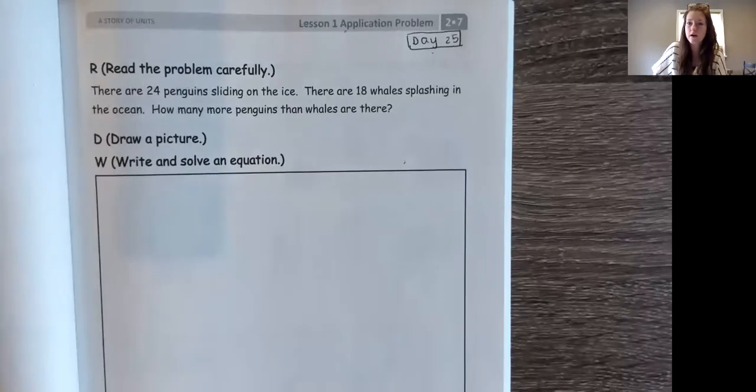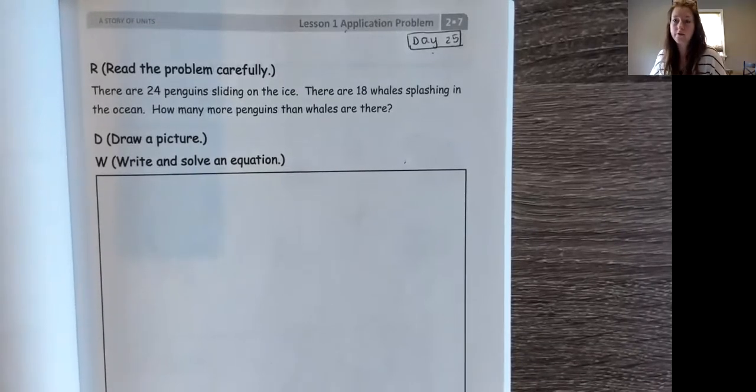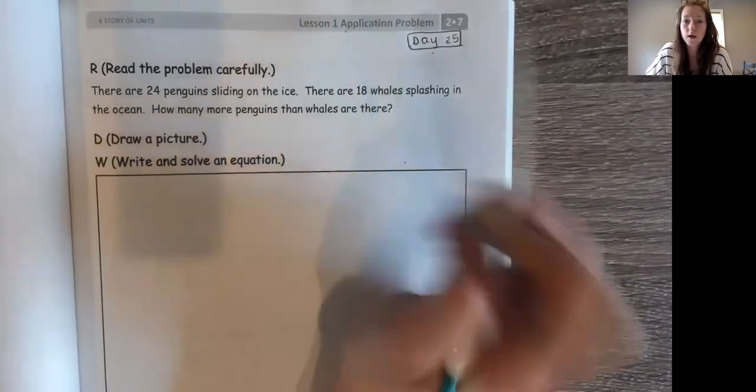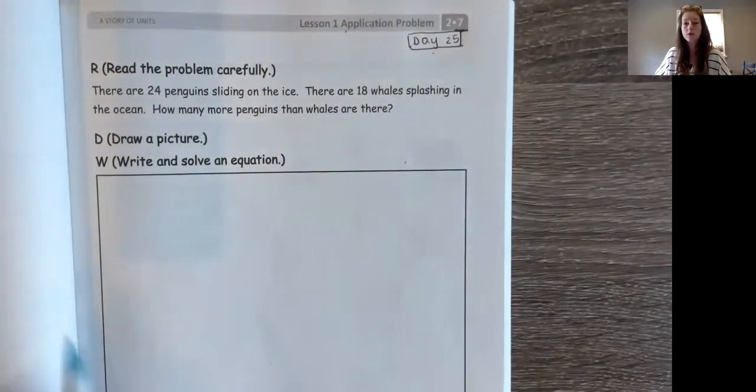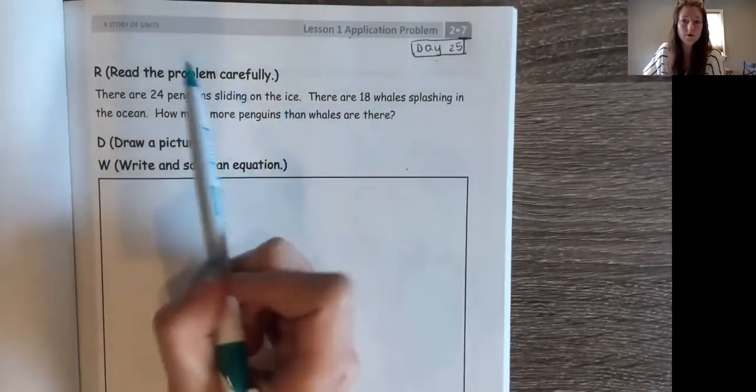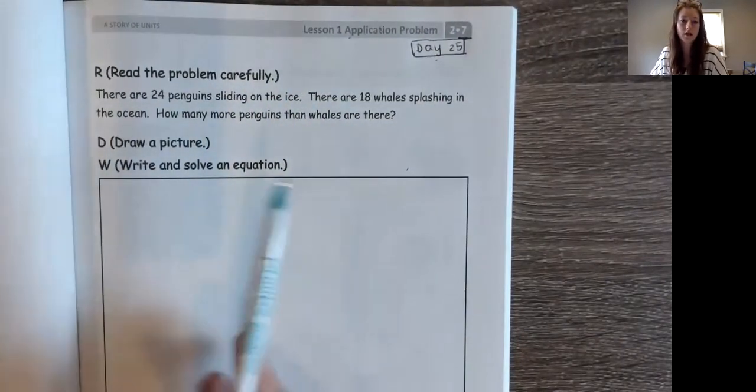Friends, we are starting our brand new Math Module 7. For today's application problem, we are on page 125, lesson 1 application problem in our new module, Module 7. We're going to do the same steps that we always do for application problems. We're going to read, draw, and write.